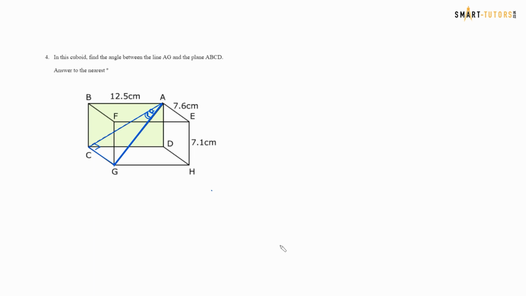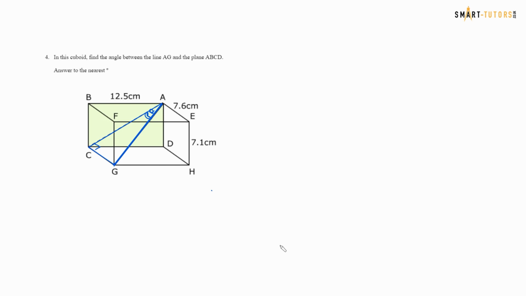And the AC representing the plane. So the plane and the line, that is the line. So angle CAG is the angle in question. Right, now we need to make a plan how to find out that angle. The rule is we need to have a minimum of two sides.